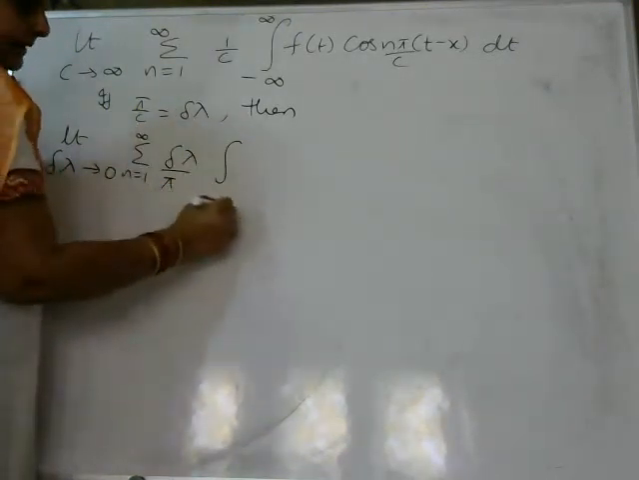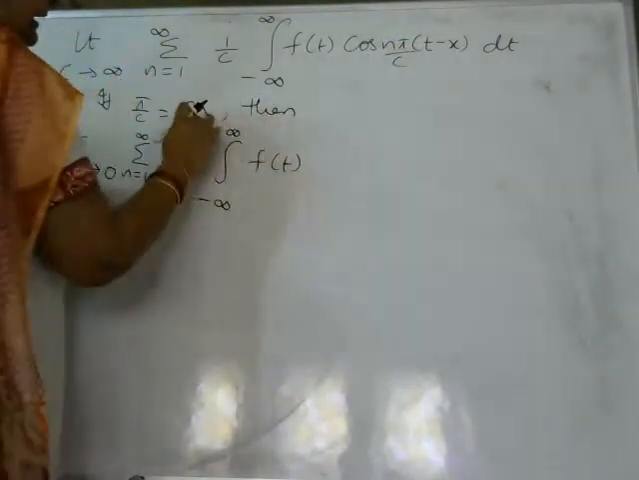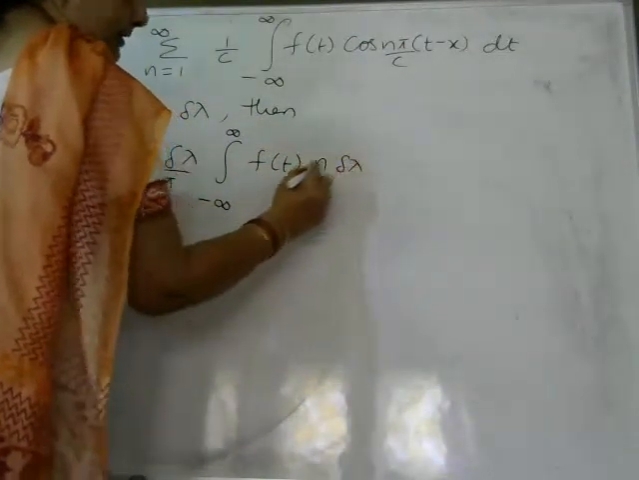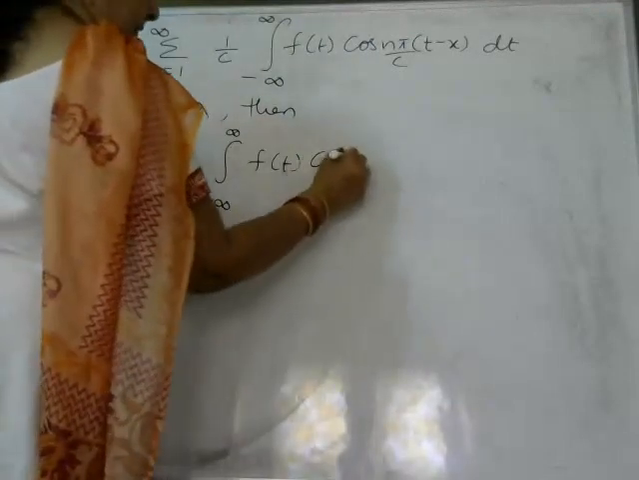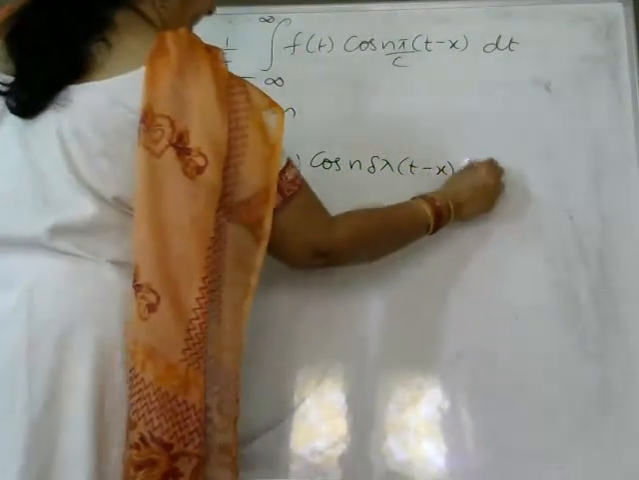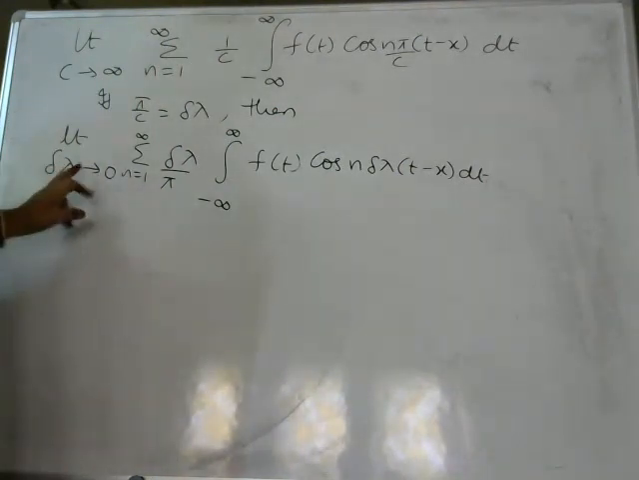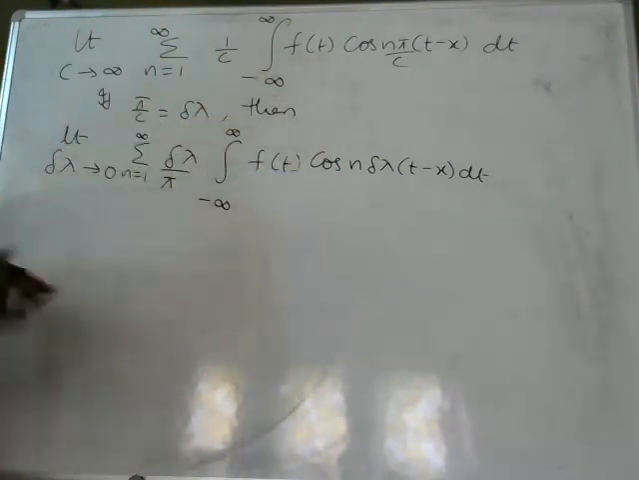So delta lambda by pi, sigma n equal to 1 to infinity, integral minus infinity to infinity f of t. Pi by c is delta lambda we have written, so cos of n into delta lambda, times t minus x. So now we write this in the form of, see, we have the limit delta lambda tends to 0. We have a function over here. So how can you write this value?